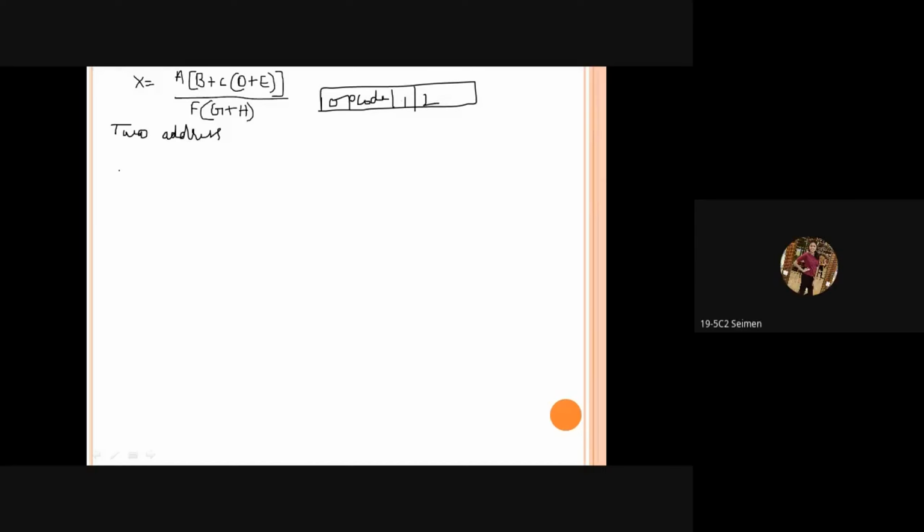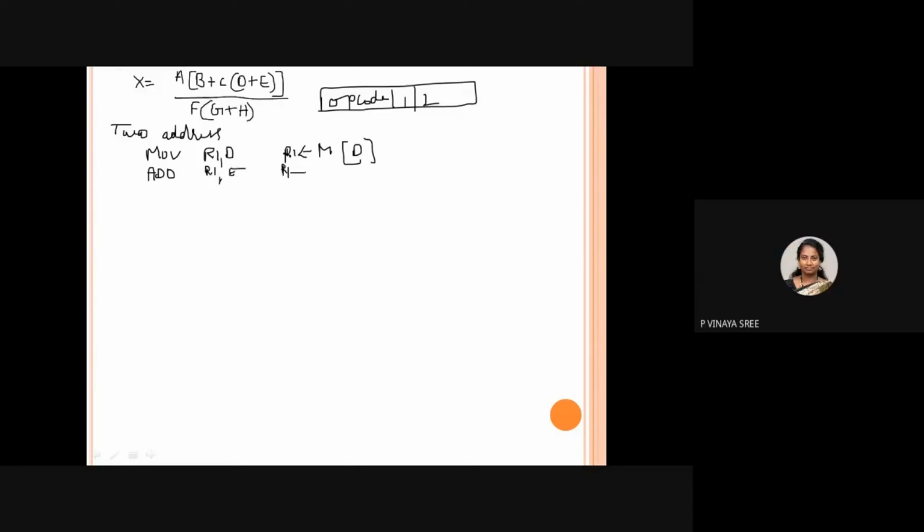Move R1 comma D. Yes. The first step is move R1 comma D, which means that we go to memory location M of D, and whatever data is available there we place inside register R1. Next, Add R1 comma E. Yes, very good.